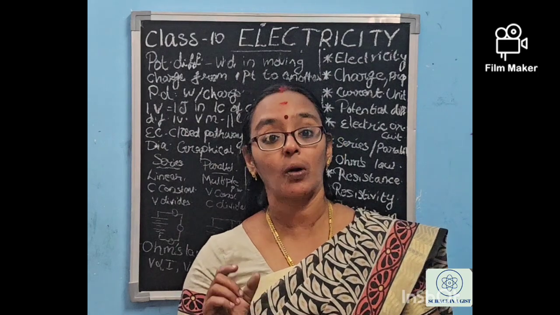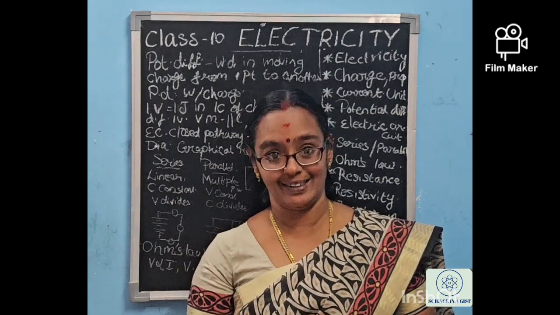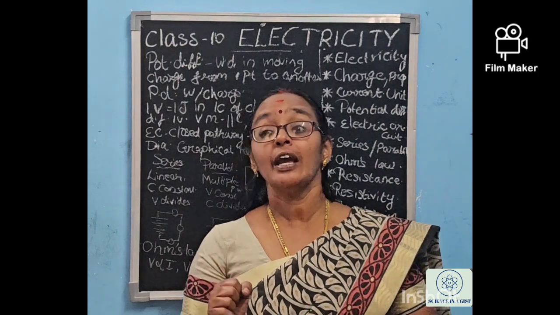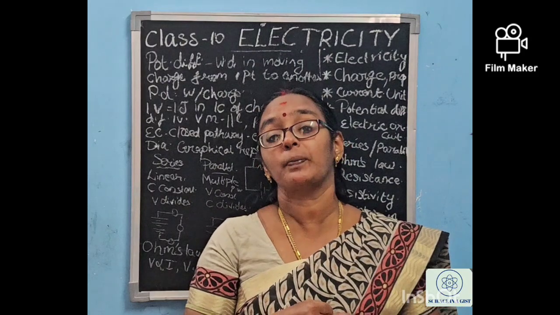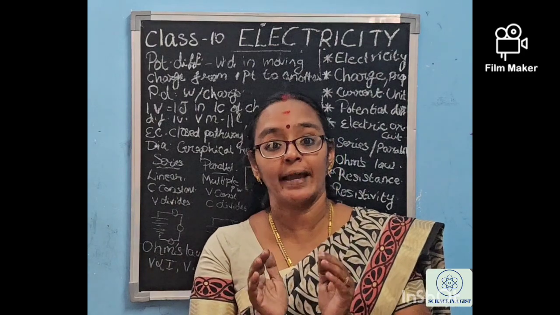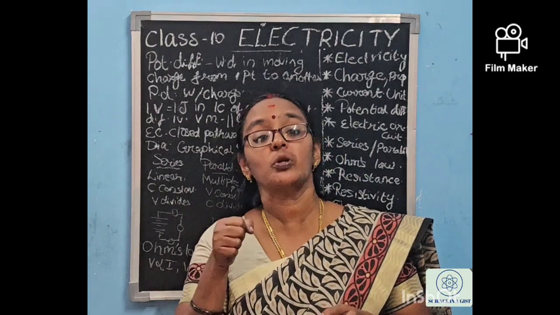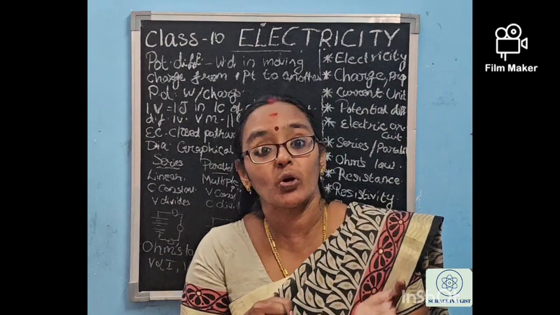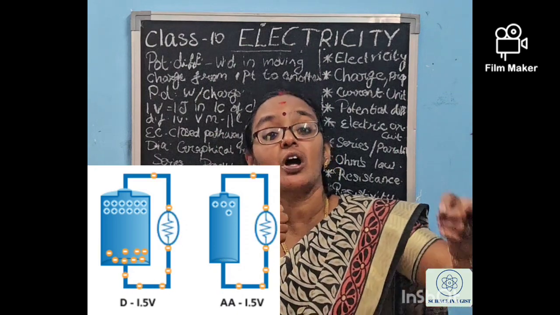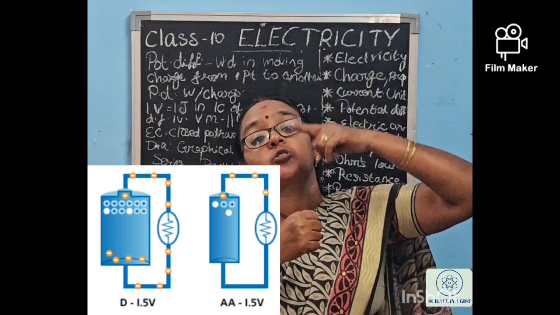So batteries are there in all the equipment which we are carrying, even small equipment. What is the battery doing? It will have a positive terminal in one part and a negative terminal in another part. The negative terminal will have more electrons, while the positive terminal will have a loss of electrons. So what happens? The electrons start to move from the negative terminal to the positive terminal.